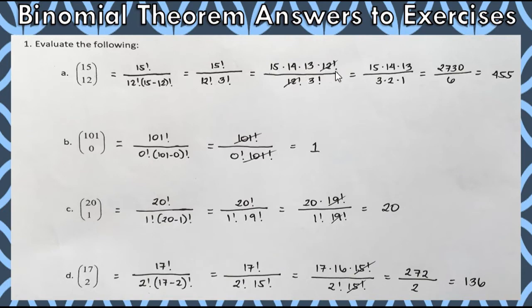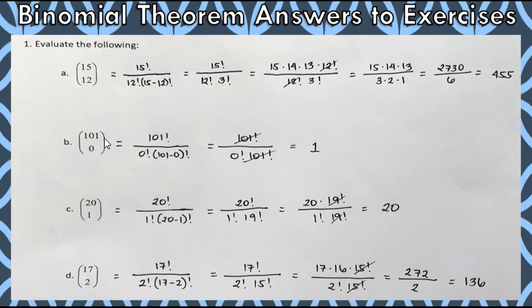So, what is left in the numerator is 15 times 14 times 13 over, the denominator is just 3 factorial, which is 3 times 2 times 1. So, 15 times 14 times 13, that is 2,730 over 3 times 2 times 1, that is 6. So, 2,730 divided by 6, that is equal to 455.